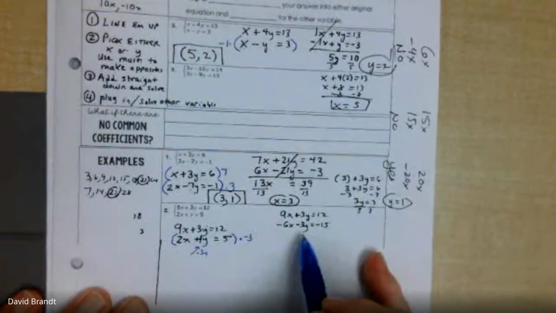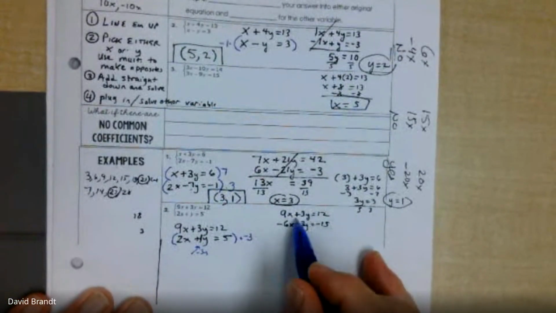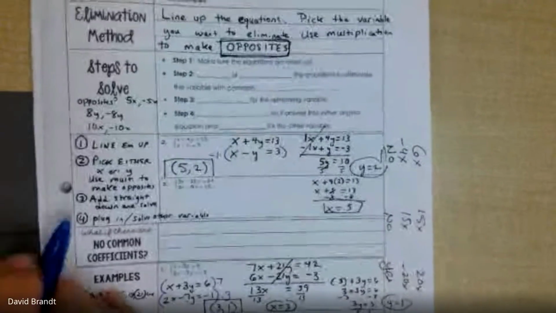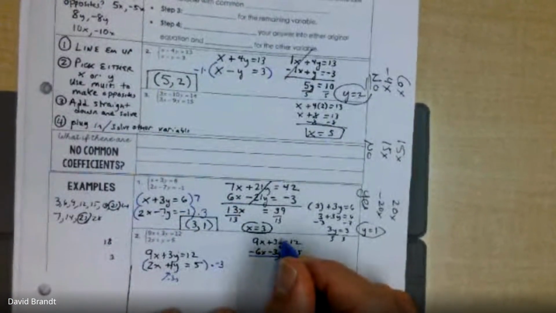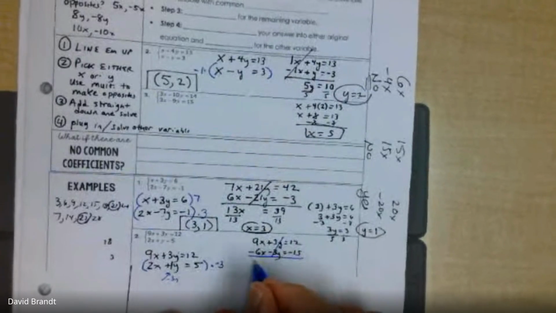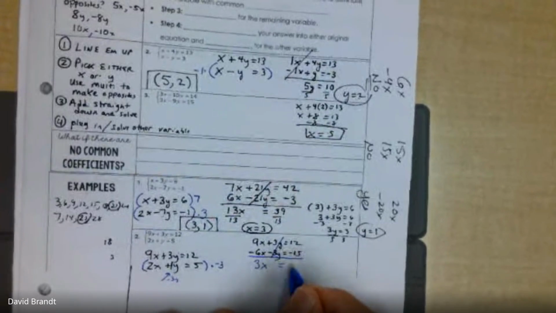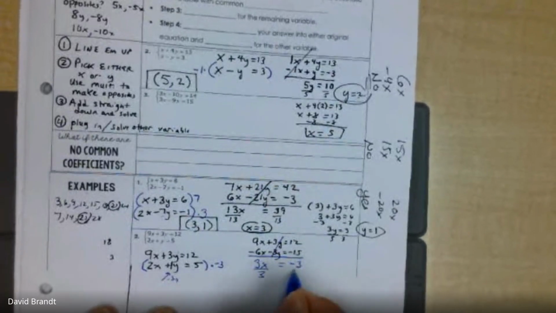Now, did we meet our goal? Did we make opposites? Yes, the y's are now opposites. What do you do once you make opposites? You add straight down, and this is why it's called elimination. The y's are eliminated. So add straight down, that's 3x. 9 minus 6 is 3. 12 minus 15 is negative 3. Solve that, very easy to solve, divide by 3. x = -1. Now you remember, you're not done yet.